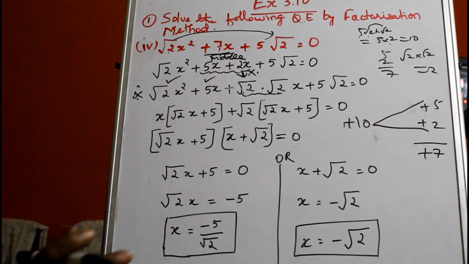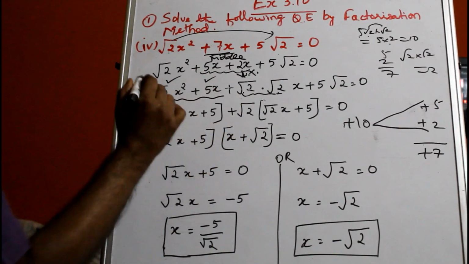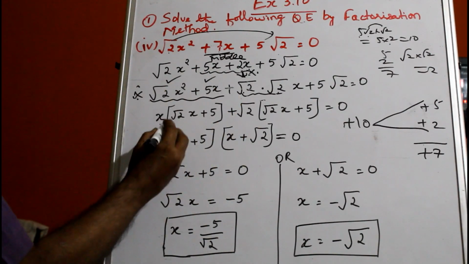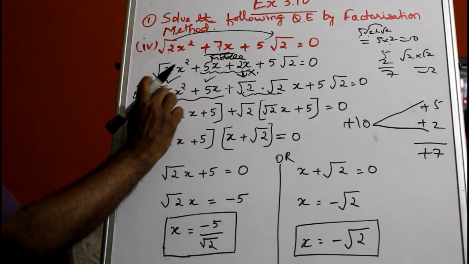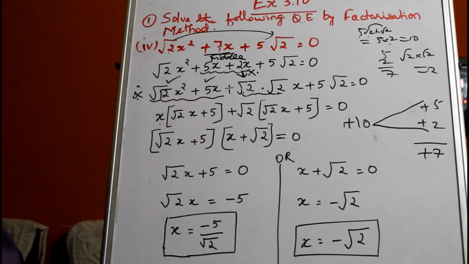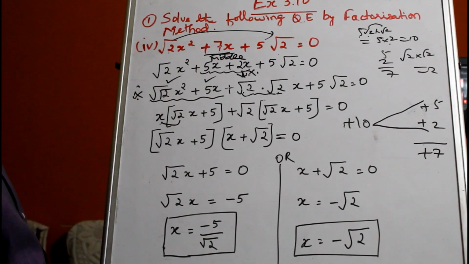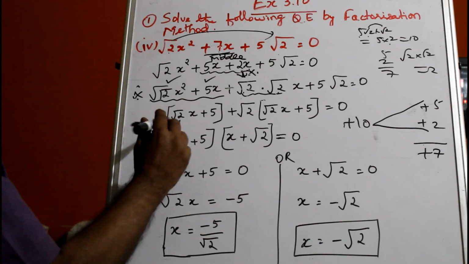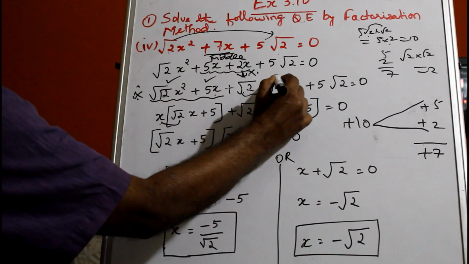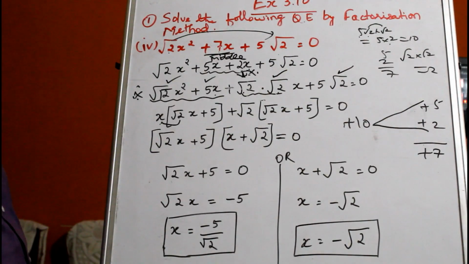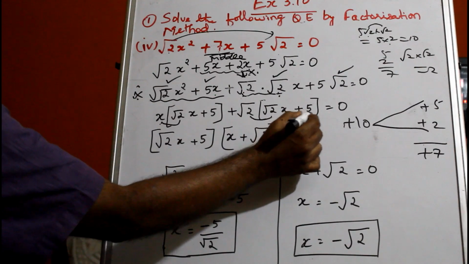Now we must do the grouping method. Now take the first 2. In the first 2, x is common. When you take x common, root 2 x will come in. This is actually root 2 x square, so root 2 x will come in. So when you multiply you get this answer. And x into 5 is 5x. Here you can easily see root 2 is common. So we take root 2 out, and root 2 into root 2 is here already, plus 5.